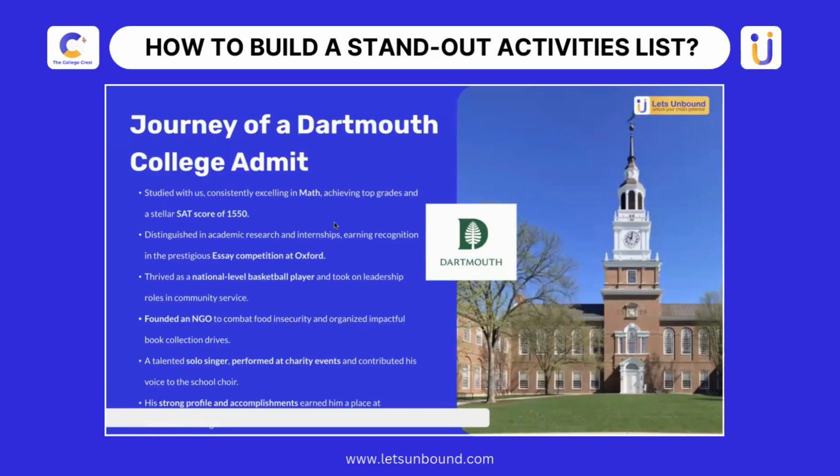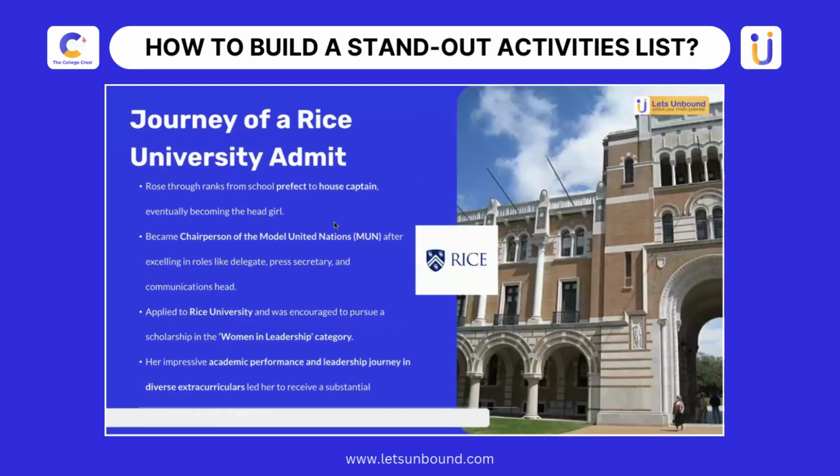The same kind of a thing that you could see with another example of ours, a student who went into Rice University, where he had chaired a Model United Nation, after excelling in roles in delegation and press secretary and communications head. So these are the kind of work, the kind of profile that you need to be showing across, where you're rising through different ranks, where you're becoming a better version of yourself in that fashion.